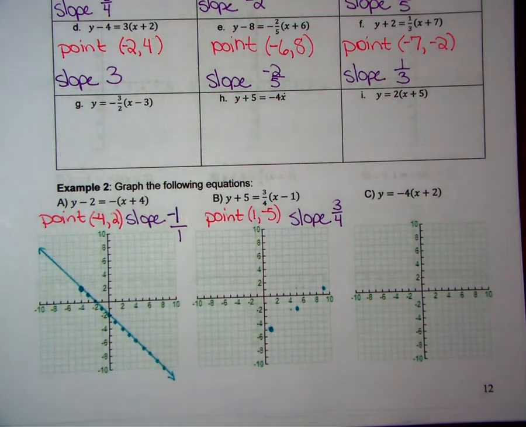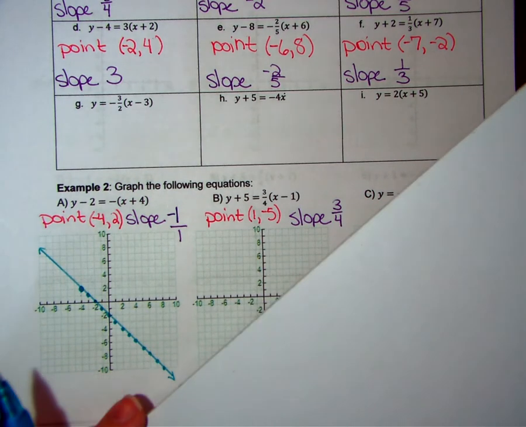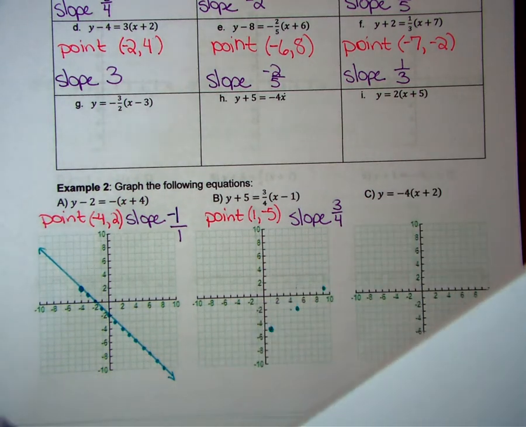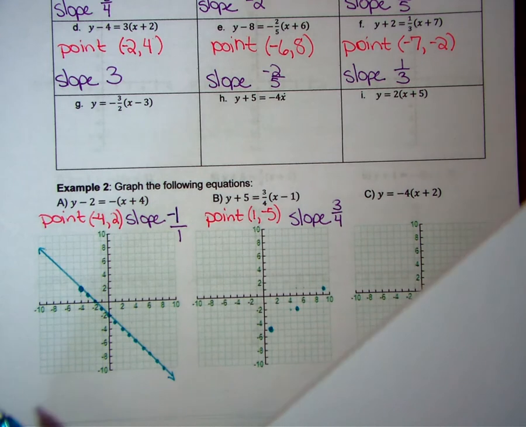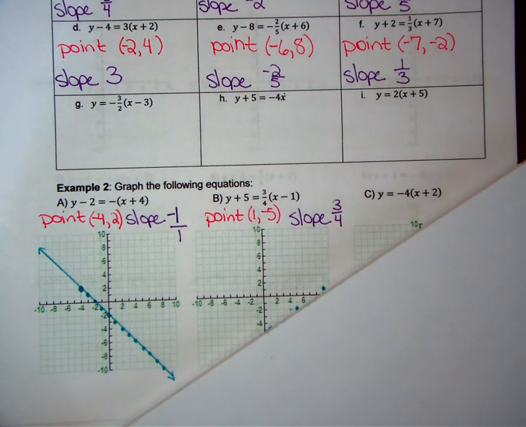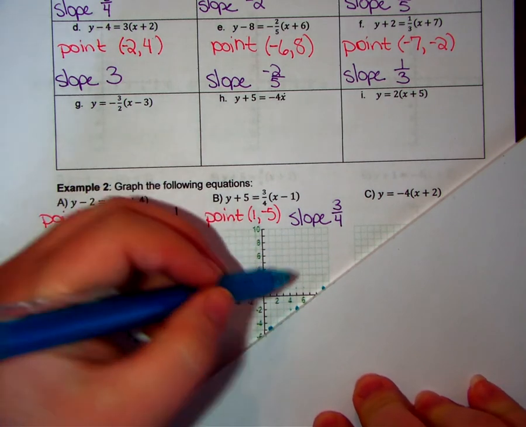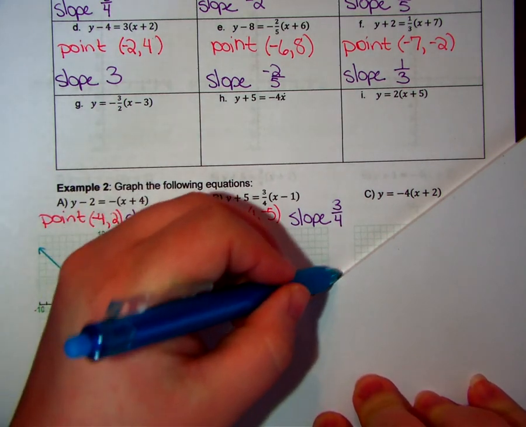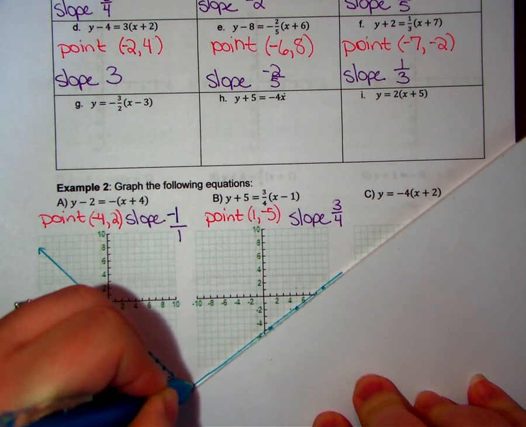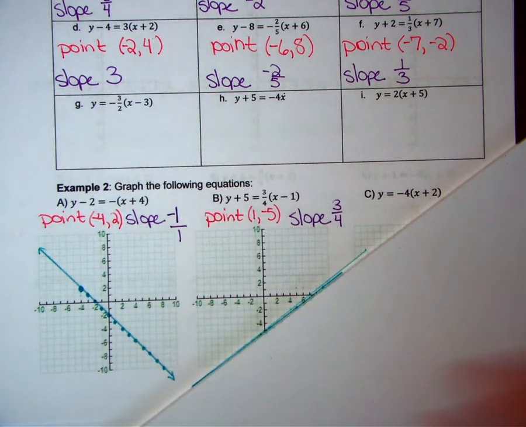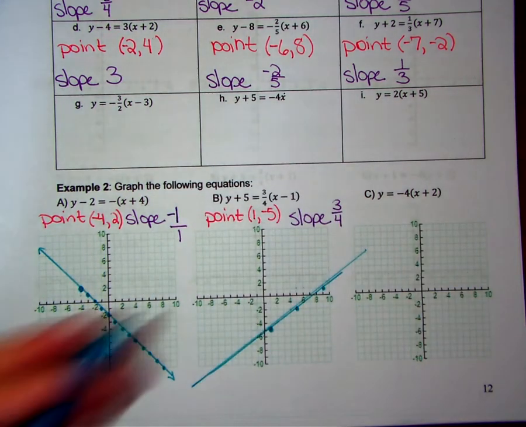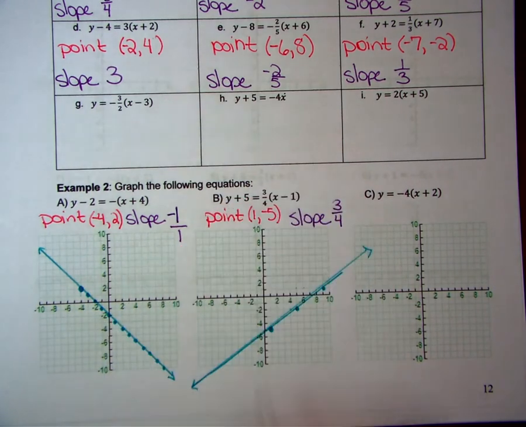And we ran out of room, so now it's time to connect our dots with our straight edge. And I understand you might not have a ruler at home. Any straight edge will work, your ID or driver's license. And put arrows on either end. And that's the end of level 2.